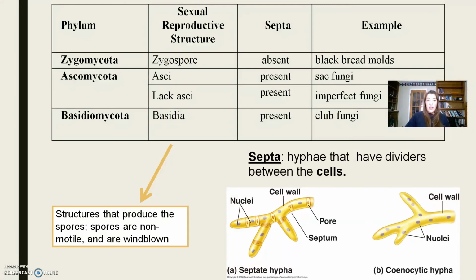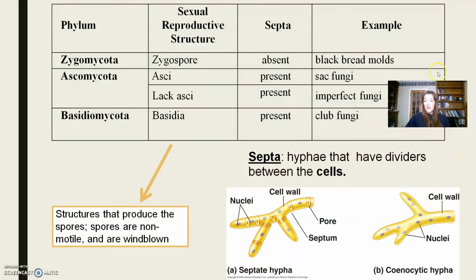In the zygomycota it is called a zygospore. In the ascomycota, there are actually two: you have the asci, and you have some that don't have that. With the basidiomycota, you have basidia. So pretty easy, it's just the first part of their name. Now the septa. The zygomycota do not have septa, so they have this continuous hyphae going on down here. But the other two phyla, the ascomycota and the basidiomycota, do have the septa.